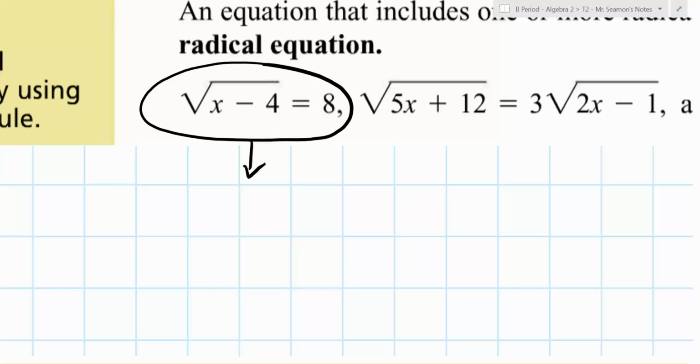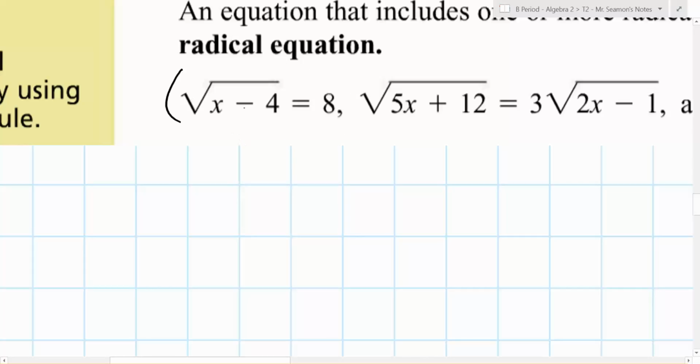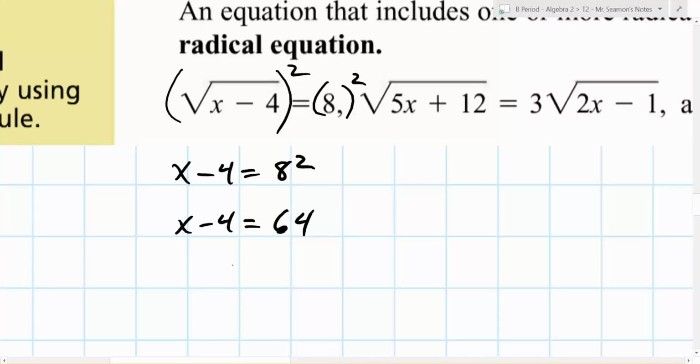Square both sides. What's the square root of a table times the square root of a table? A table. So what's the square root of x minus 4 times this? Oh, so x minus 4 is equal to... 64. So x minus 4 is equal to 64. So x is equal to 68.